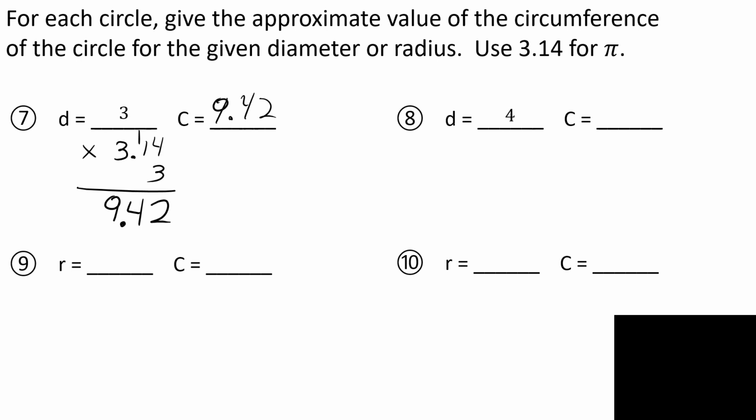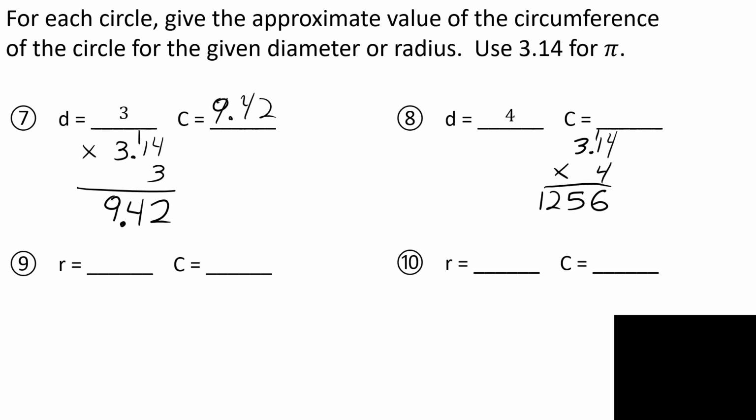Number 8, what if the diameter is 4? Well, if I wanted an exact value, I'd just write 4 pi. But if I want an approximate value, well, I got to take 3.14 times 4. 4 times 4 is 16. Put down the 6, carry the 1. 4 times 1 is 4, plus 1 more makes 5. 4 times 3 is 12.